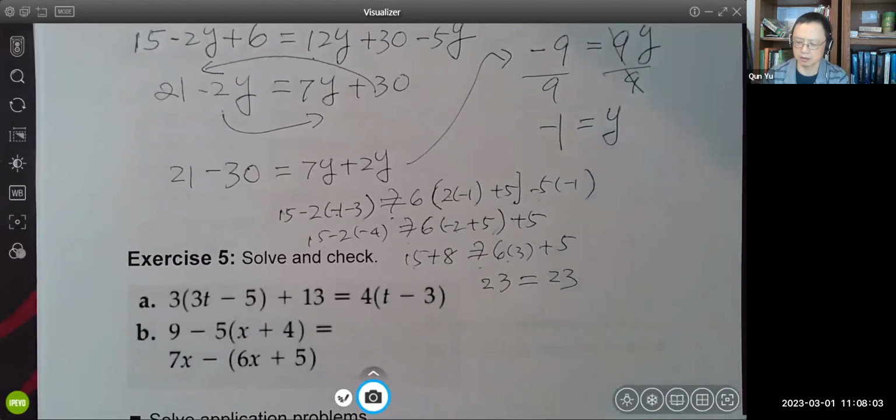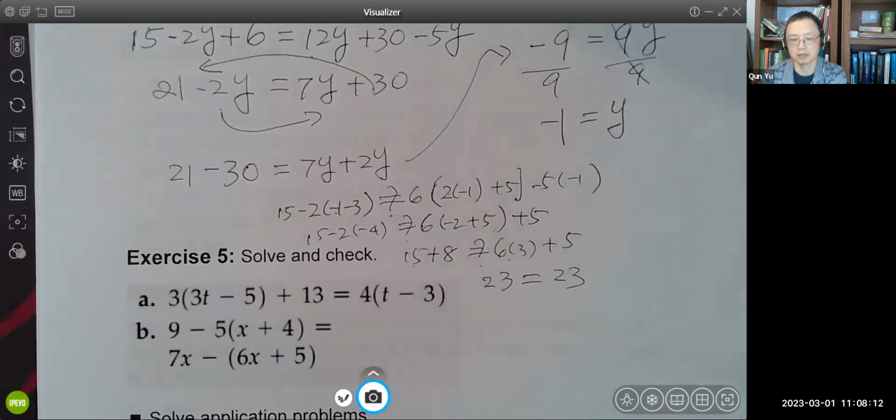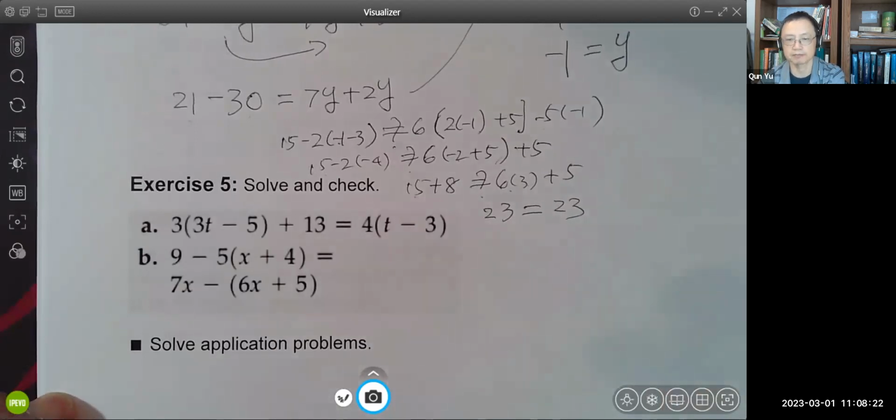Now, there's another set of exercise lessons, equations. Now, let's look at our final objectives. In this video, we're going to solve some application problems by setting up an equation first and then solve it. Okay, let's do it.